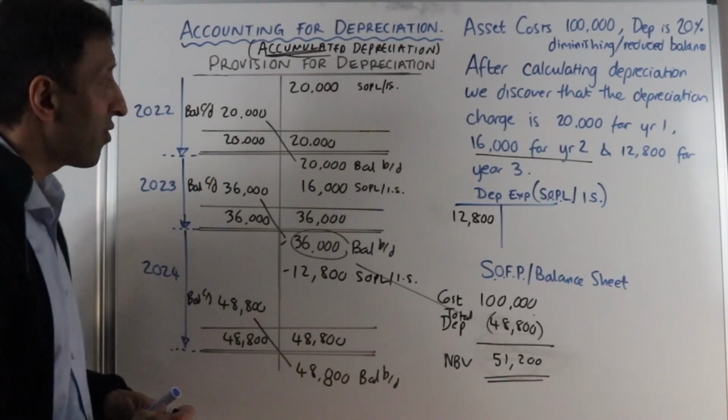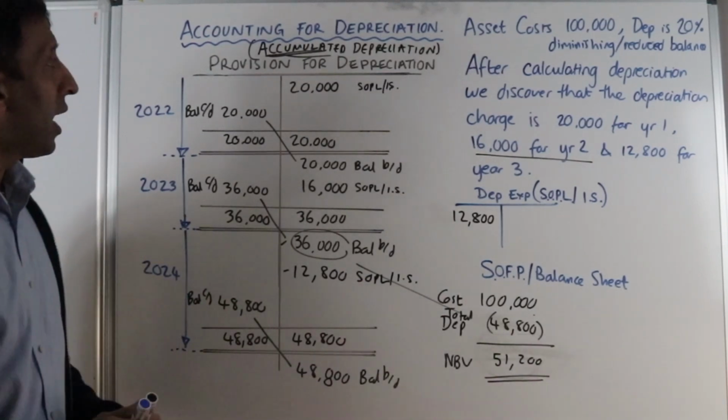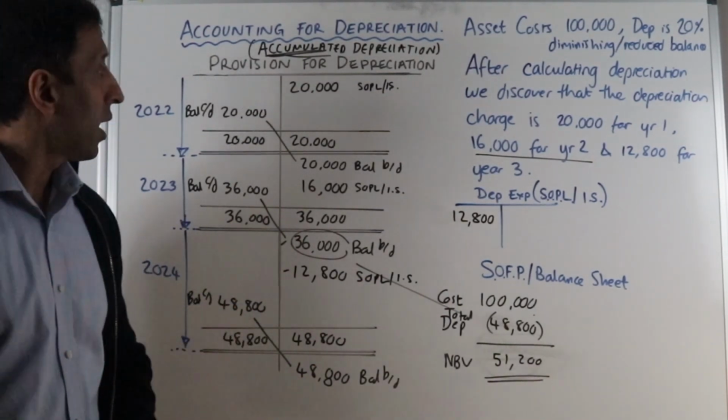Okay, so that's how you account for depreciation. This is the provisional accumulated depreciation account, and you can go to my longer videos in the link for a more thorough coverage of all this.